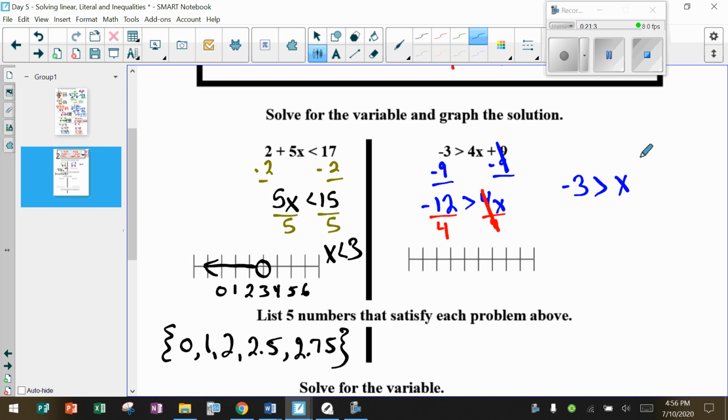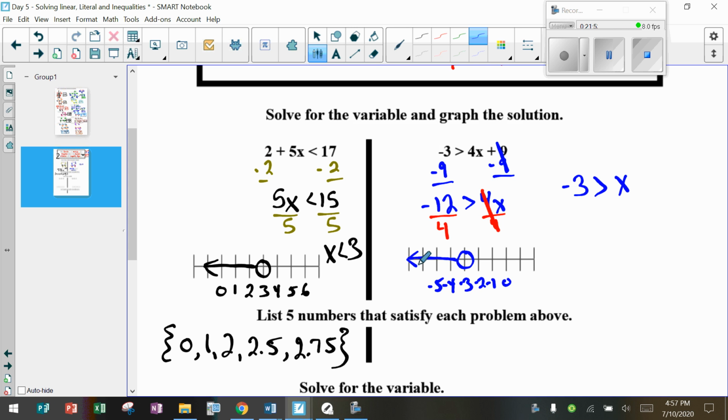So now we graph it. X has to be smaller than the -3 but not equal to. So I put some numbers on my number line. A circle around the -3. I leave it open because it cannot be equal to. And x is smaller than the -3, so I go down to the right.